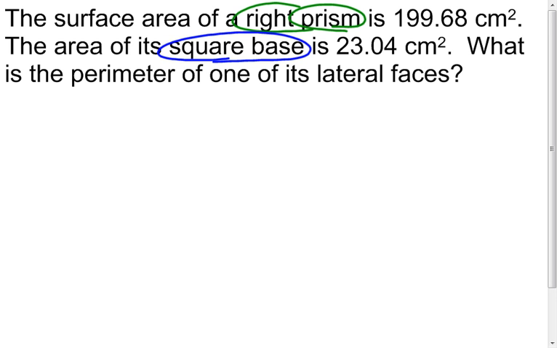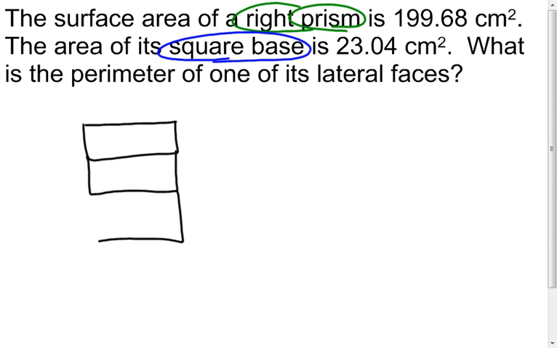Well, the first thing I'm going to look at is drawing the net. Well, if it's a prism, I know that it's going to have rectangular faces because it's a right prism, and being it has a square base, that tells me that there's going to be 4 of these rectangles. So there are the lateral faces. Now it's a matter of putting on my square bases. There's a square, and there's a square.